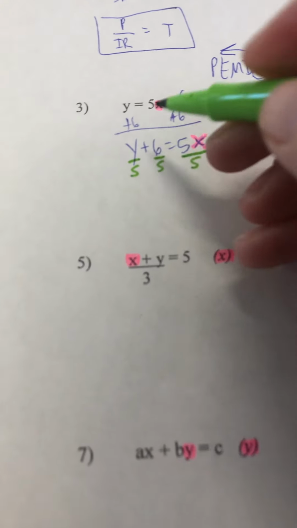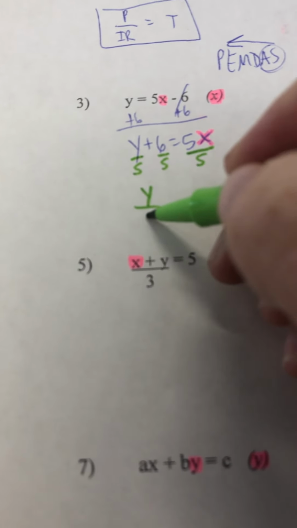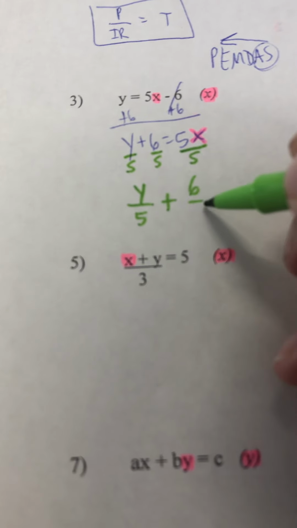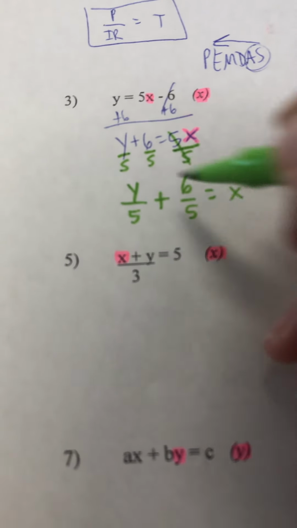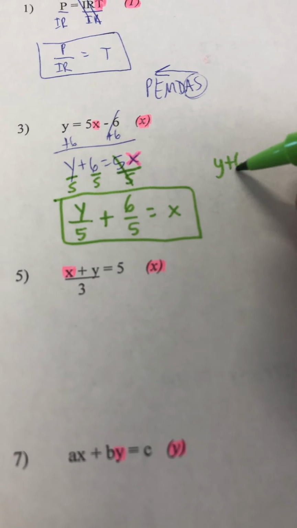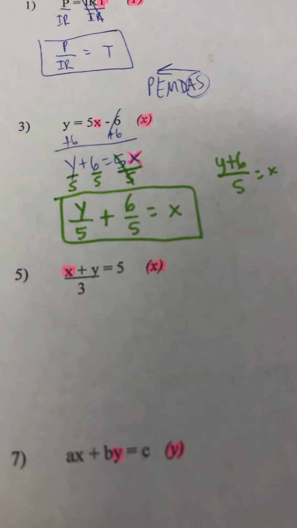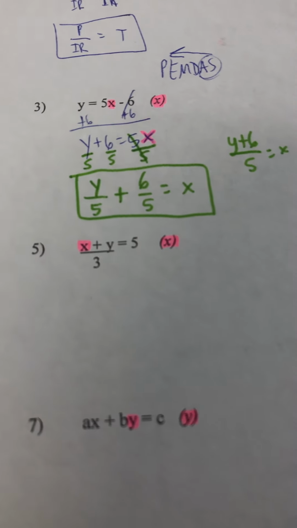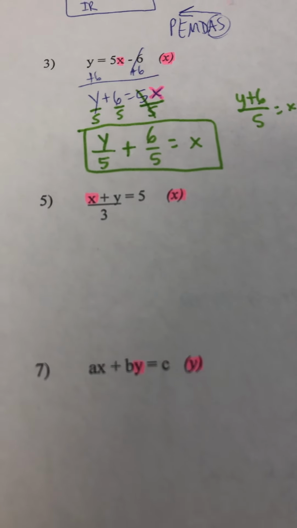And so 5 can't go into y, so we're just going to leave y over 5 plus 6 over 5 equals x. Miss Olson might allow y plus 6 over 5 like that. I just do this because I know it's coming next, and I'm sure she's the same.